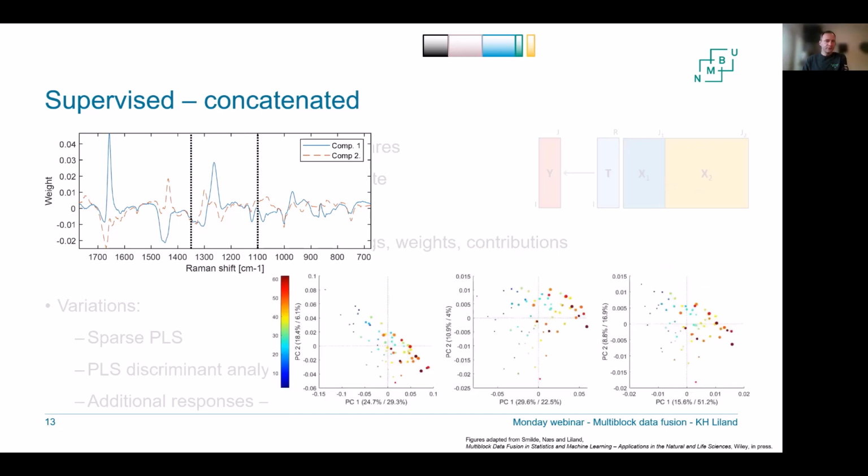And with the multi-block PLS, we get our loading weights, or just weights like this. And they are continuous across all the blocks here because there's a global model that works on the concatenated data. And we also get our scores per block like this, so we can see how the samples relate with regard to each of these sub-blocks that we have in our data.